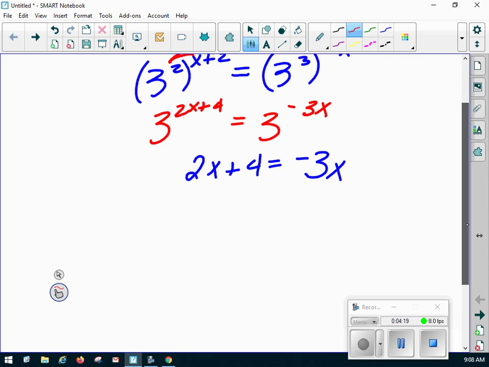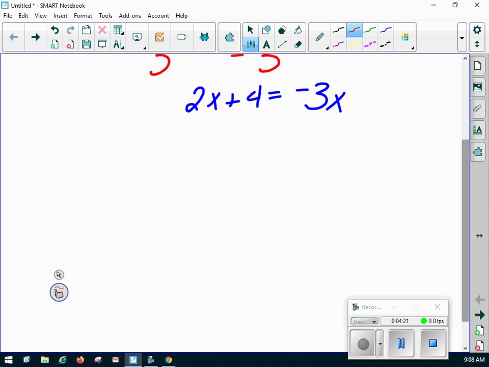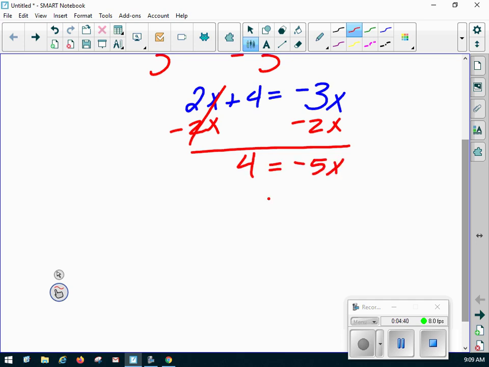You can do this 2 ways. Do you notice you've got x's on both sides? Do you have constants on both sides? No. So since the constant's there already, you subtract 2x. Now you can do what you said. It's fine, it just takes an extra step. You get 4 equals. So what's x? Right, you divide by negative 5, so it's 4 over negative 5.